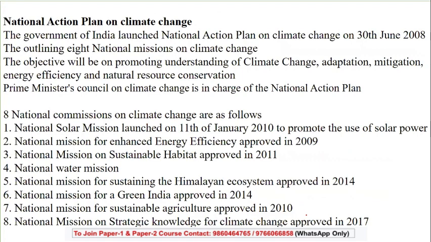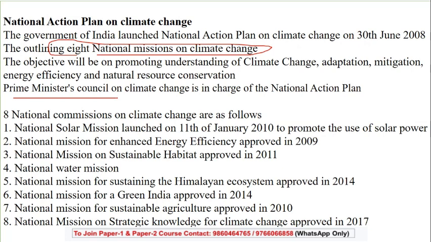Then, yes, the National Action Plan on Climate Change. In the last 2-3 years, there are a lot of questions on this also. So you have to be alert for this topic. It was launched on 30th of June 2008 with 8 missions. Once there was a question on how many missions in total. There are 8 missions. It was basically to promote climate change adaptation and mitigation, that is, the strategies for efficiency and natural resource conservation. Prime Minister's Council is in charge of this. For this also there was a question on which council is in charge.